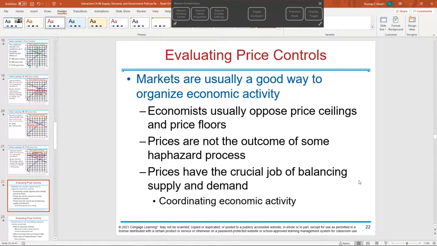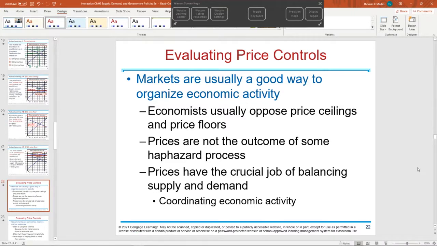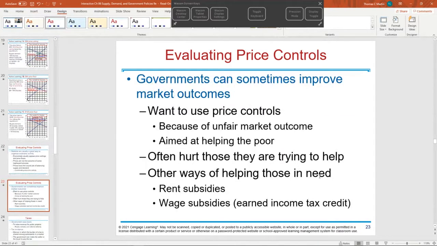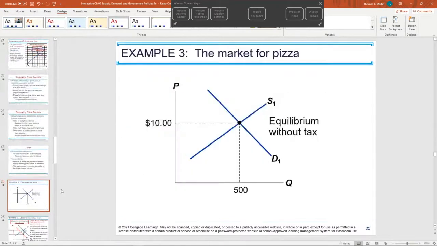Prices have a crucial way of balancing supply and demand and coordinating economic activity, like we talked about at the beginning of class. If we're looking at markets, the business is going to be keenly aware of how many units go and come off their shelves. If nothing moves on their shelves, the price is too high. If everything's gone, it's too low. Now, they do bring taxes into the equation here.